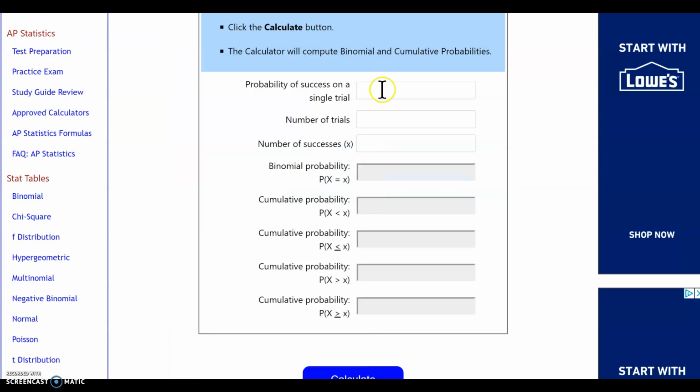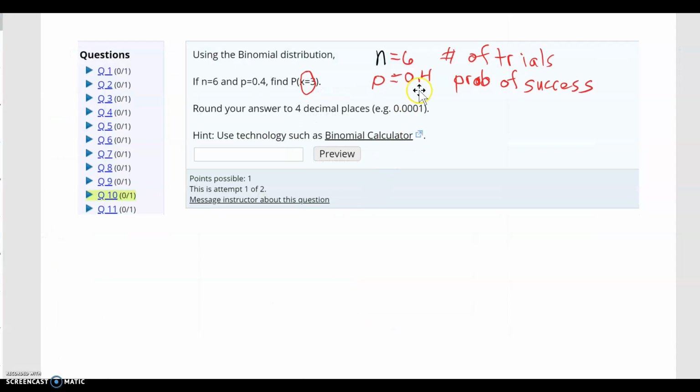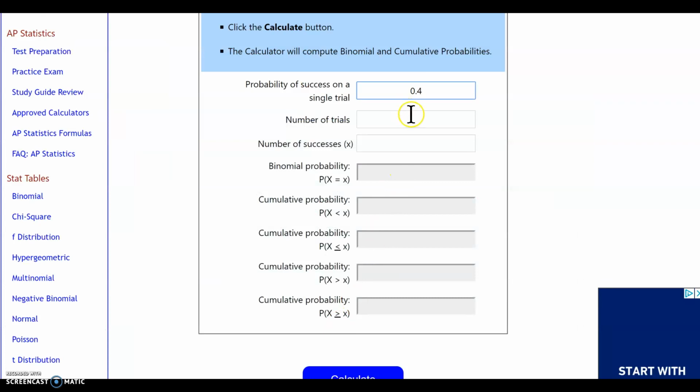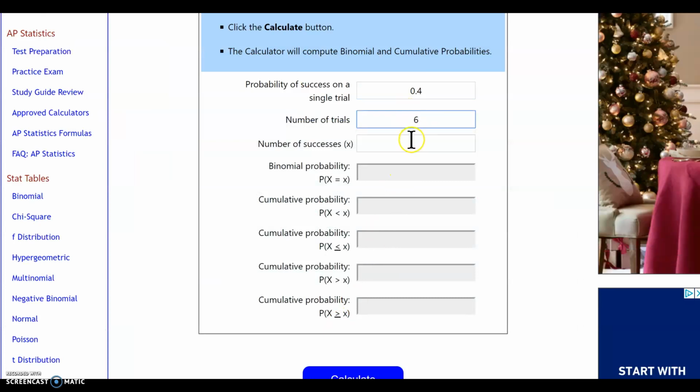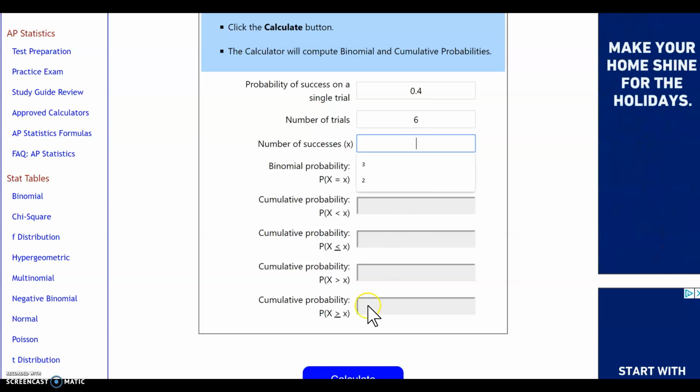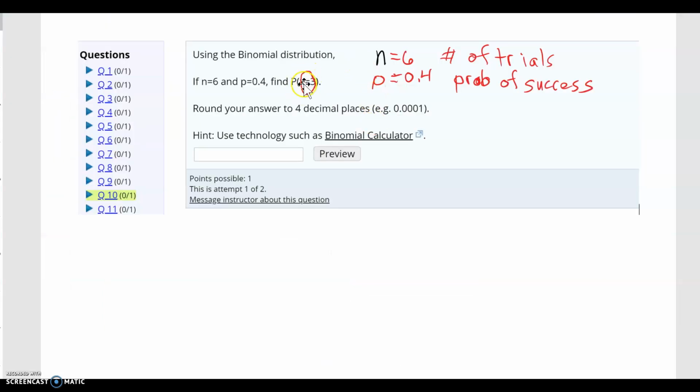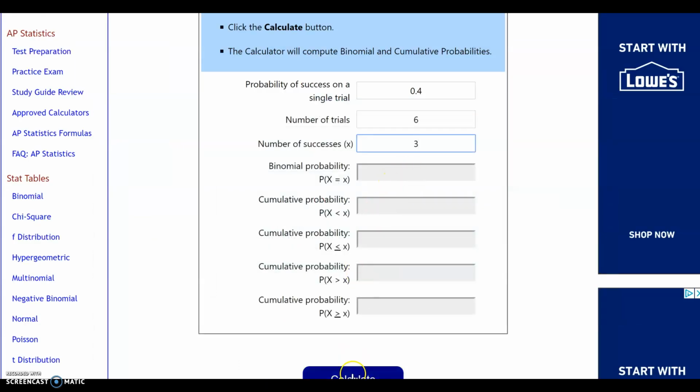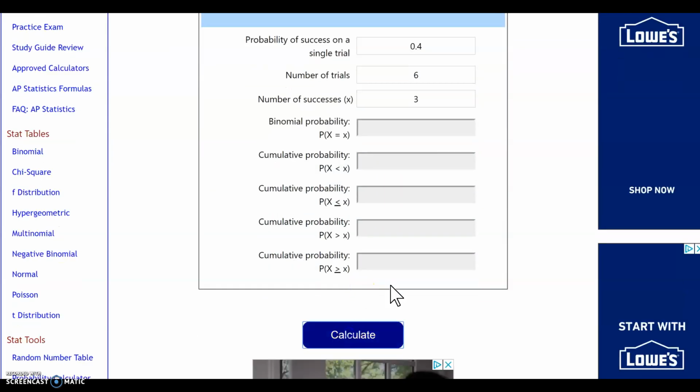So if I open this up, let's put in the numbers that we need. All right, so we need 6. The probability of success is 0.4. So remember, I'm getting that from right here. The probability is 0.4. And then the number of trials is 6. And what I want to check on is x actually equals. Again, look at this number right here, x equals 3. And so I need to do 3. And then I press the calculate button near the bottom.